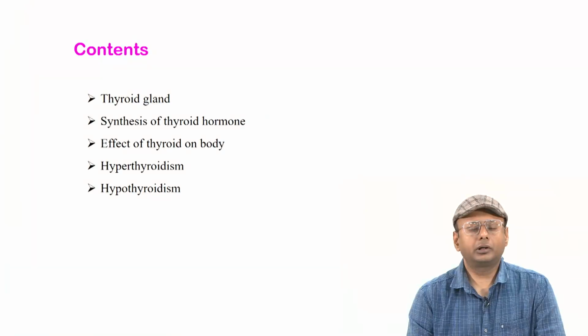What different contents will be covered in this class? As we said, we will first discuss the thyroid gland, and then we will see how the synthesis of different thyroid hormones happens in our body. Further, we will also see the effect of thyroid on the body, and just briefly we will talk about hyperthyroidism and hypothyroidism. In the next class, we will thoroughly discuss different endocrine diseases, and there it will be covered in detail.